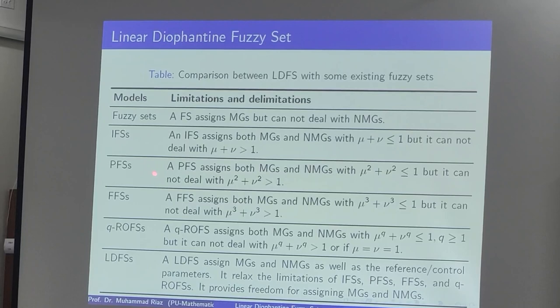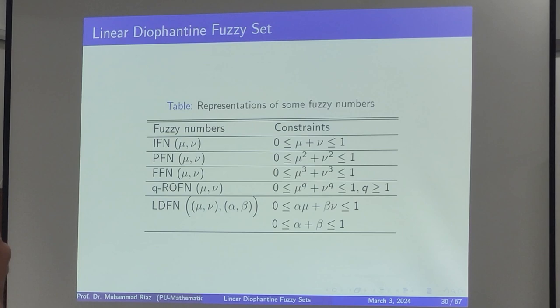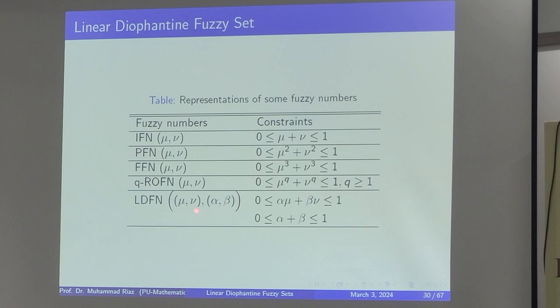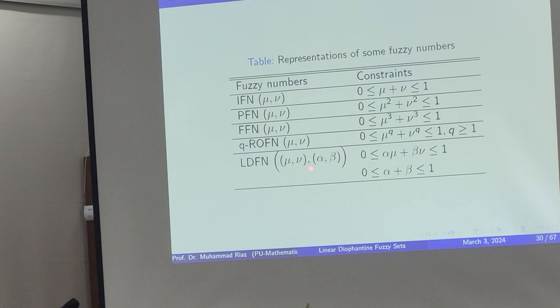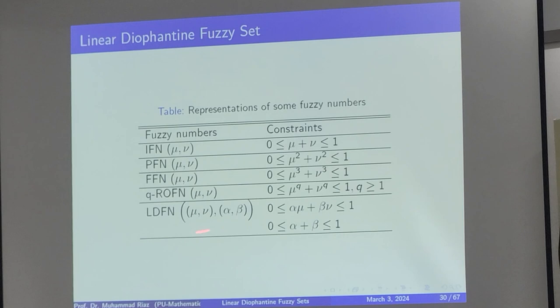Similarly, we have Fermatean fuzzy sets, and lastly we have linear Diophantine fuzzy numbers. In the case of linear Diophantine fuzzy numbers, we have mu and nu, which are membership and non-membership, and then we have alpha and beta. Alpha and beta give the credibility or reliability of the membership and non-membership functions. So this is a generalization of these existing fuzzy sets.